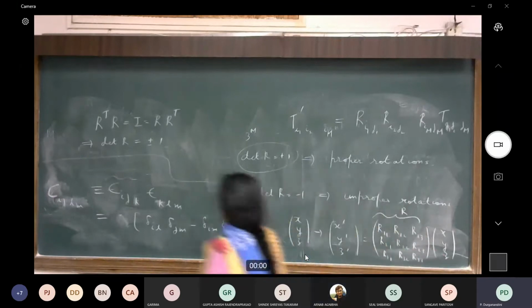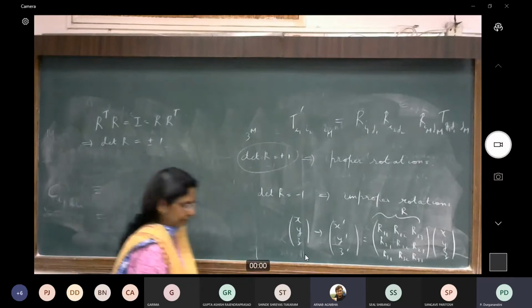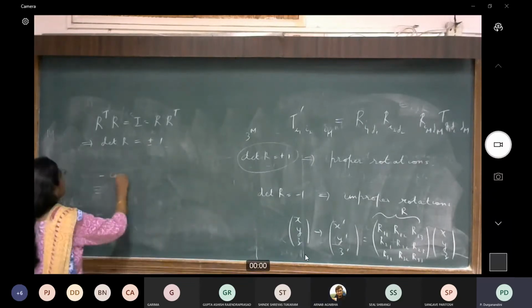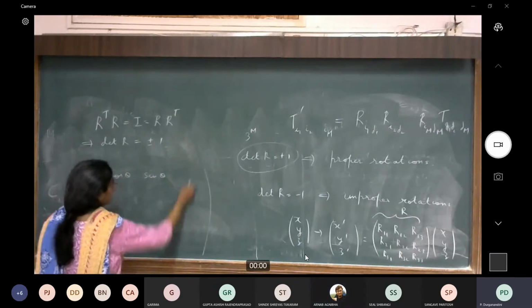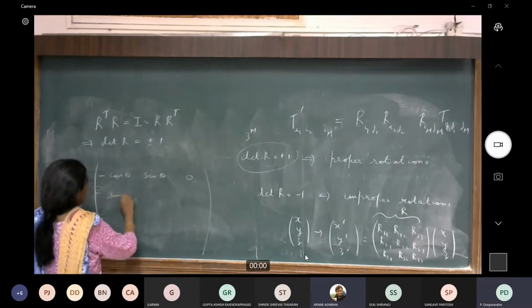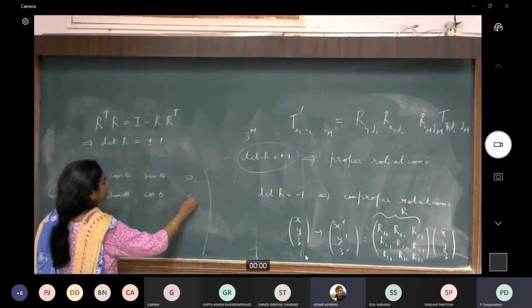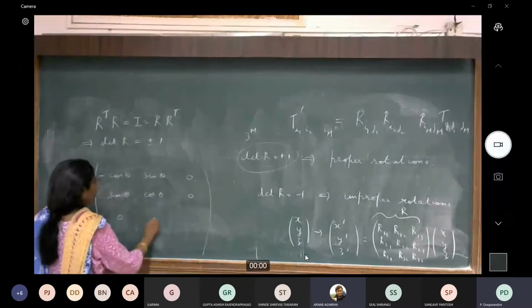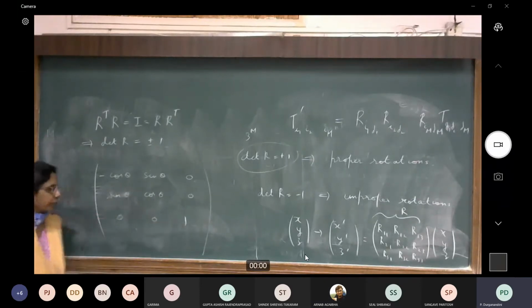Minus cos theta, sin theta, 0; sin theta, cos theta, 0; 0, 0, 1. Okay. So the determinant of this, you can see, is minus cos square theta minus sin square theta. So that is going to give me -1, and it's going to be multiplied with 1, so it's -1.